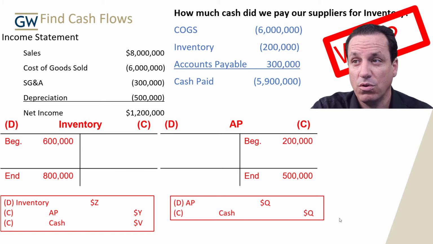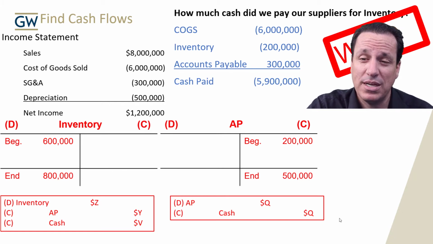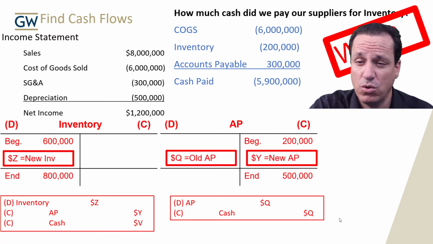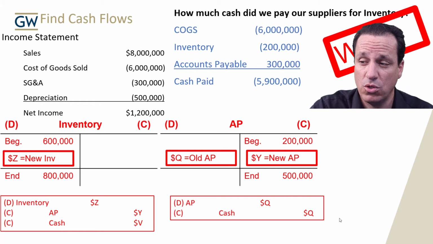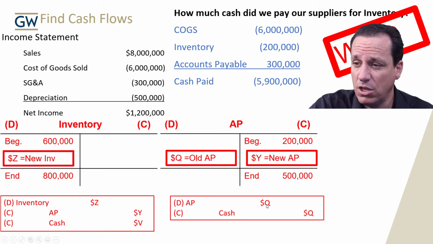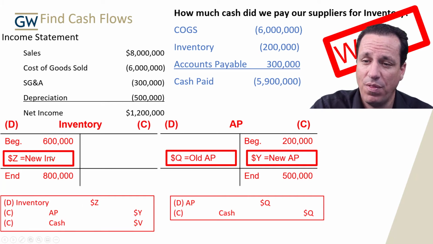And when we debit cost of goods sold and credit inventory, we get that 6 million there. I didn't put that journal entry here because it's already obvious and there's nothing to solve for. We know what's in that inventory. So we need to solve for Z, the new inventory. We need to solve for Q, the old accounts payable, and we need to solve for Y, the new accounts payable. So the Y here is the credit right here. We need to figure out what that credit amount is. We need Q, the old accounts payable, right here, and we need to figure out what that is by backing into it. And then we have this new inventory. This new inventory is Z, and we need to figure out what that number is.